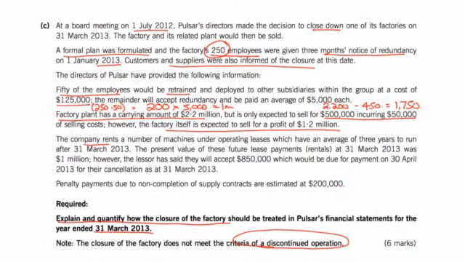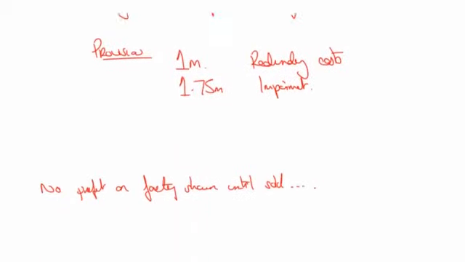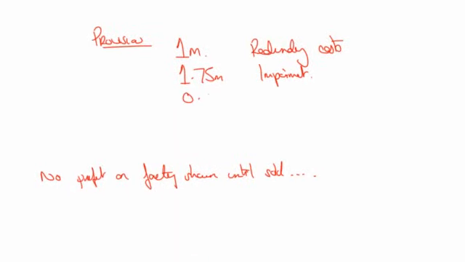The company rents a number of machines under operating leases, which have an average of 3 years. They've got these operating leases they can't get out of. And it says the present value of these payments, what we'd have to pay, is 1 million. However, the lessor has said, look, give them us back and just pay us 850,000, which would be due for payment post-year end, but we can provide it because we've told them about it pre-year end. So 0.85 million for the lease costs.